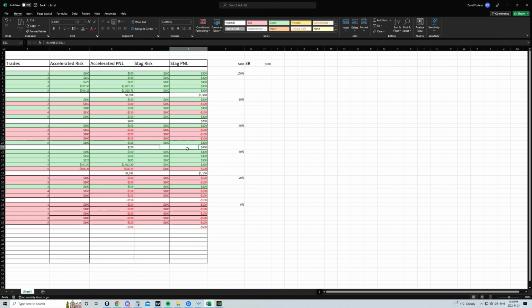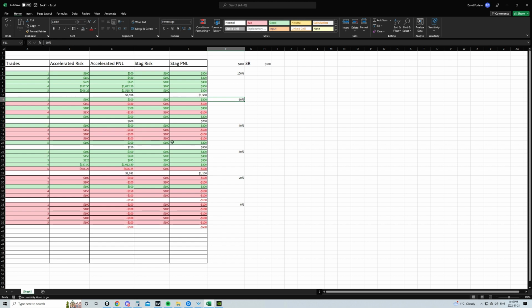And again, the stagnant P&L is never substantially ahead. It's only $50 ahead. Another green day, 60% win rate. It is never substantially ahead, right? 100% win rate. The accelerated is substantially ahead. Now, I want to do one more thing because this can happen too.